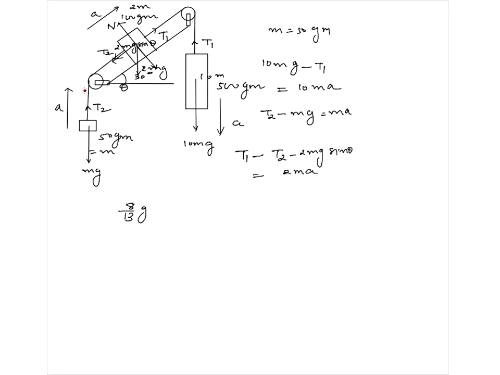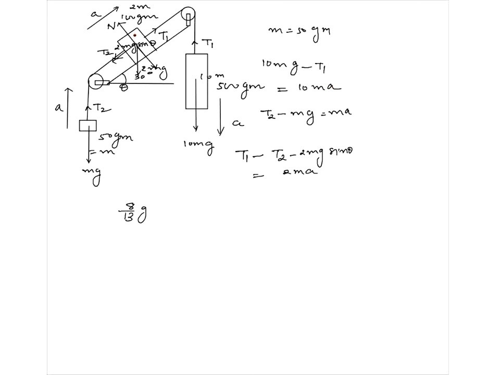If we take this body first, then downward force 10 mg minus upward force T1, net force will be equal to 10m, the mass, into A. Right? Two variables are involved in this equation.